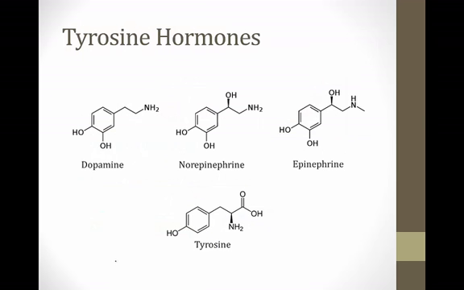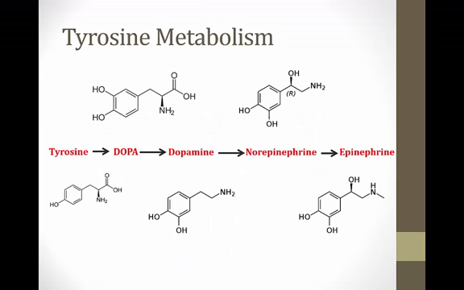Now that we've talked about the metabolism of phenylalanine into tyrosine, let's talk about the metabolism of tyrosine. This is the structure of the amino acid tyrosine on the bottom of the screen here, and you can see that it has a very similar molecular structure to several compounds, including dopamine, norepinephrine, and epinephrine. And now we're going to talk about how tyrosine is converted into these three hormones. The first step in the metabolism of tyrosine is synthesis of a molecule of dihydroxyphenylalanine, or DOPA.